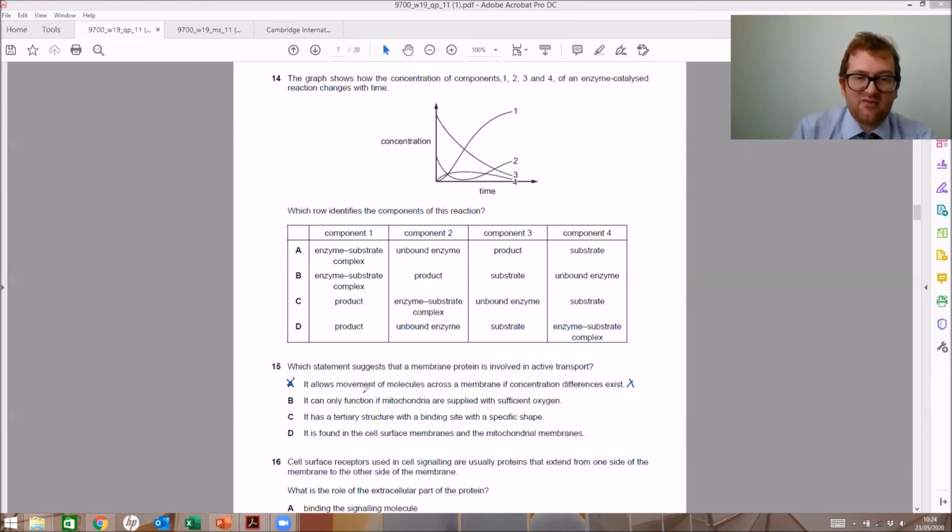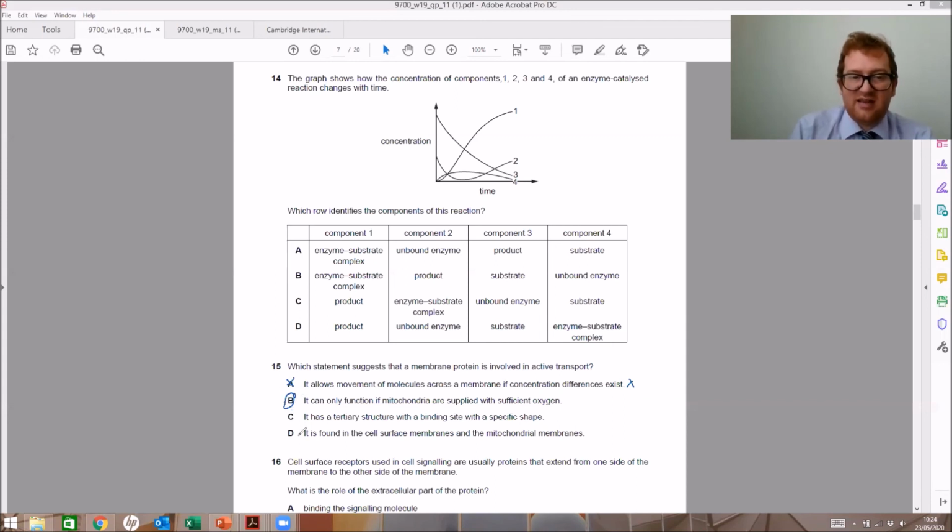Option B, it can only function if the mitochondria are supplied with sufficient oxygen. Well, this statement is definitely true. The idea is that we need energy released from aerobic respiration to supply the energy to the carrier proteins to be able to change their shape. So B is definitely a true option here.